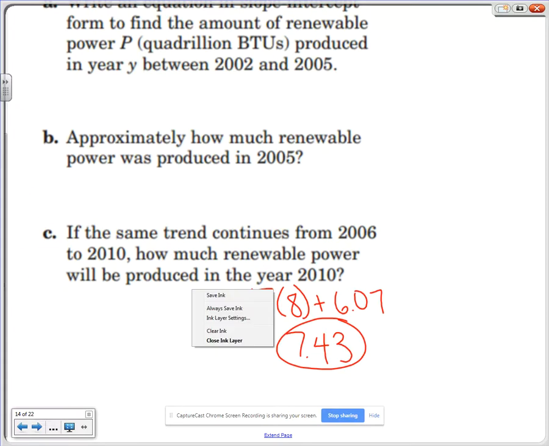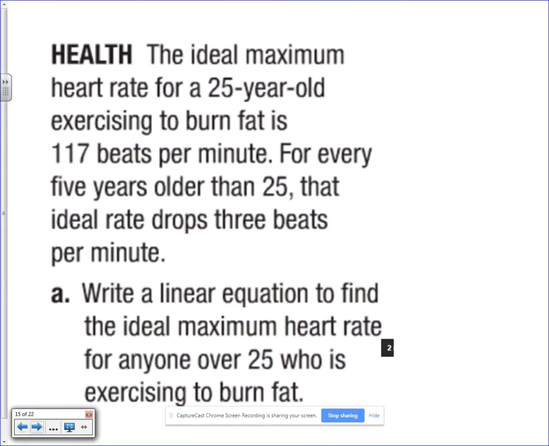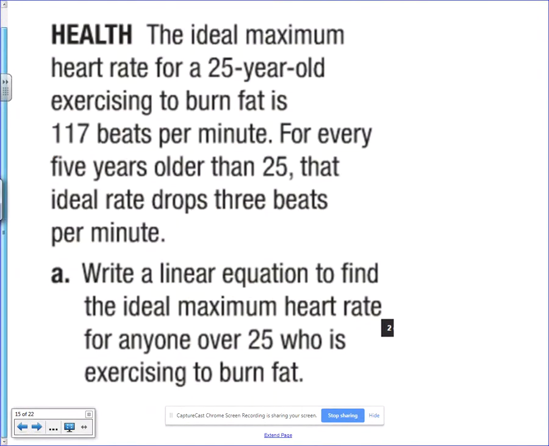Quadrillion. All right, I think I got one more over there before I get down to the bottom, right? We are talking about your heart rate. All right, follow along, please. The ideal maximum heart rate for a 25-year-old exercising to burn fat is 117 beats per minute. So if you are 25 years old and your goal is to burn fat, your maximum heart rate should be 117 beats per minute. For every 5 years older than 25, that ideal rate drops 3 beats per minute. Write a linear equation to find the ideal maximum heart rate for anyone over 25 who is exercising to burn fat. Now, folks, go ahead.